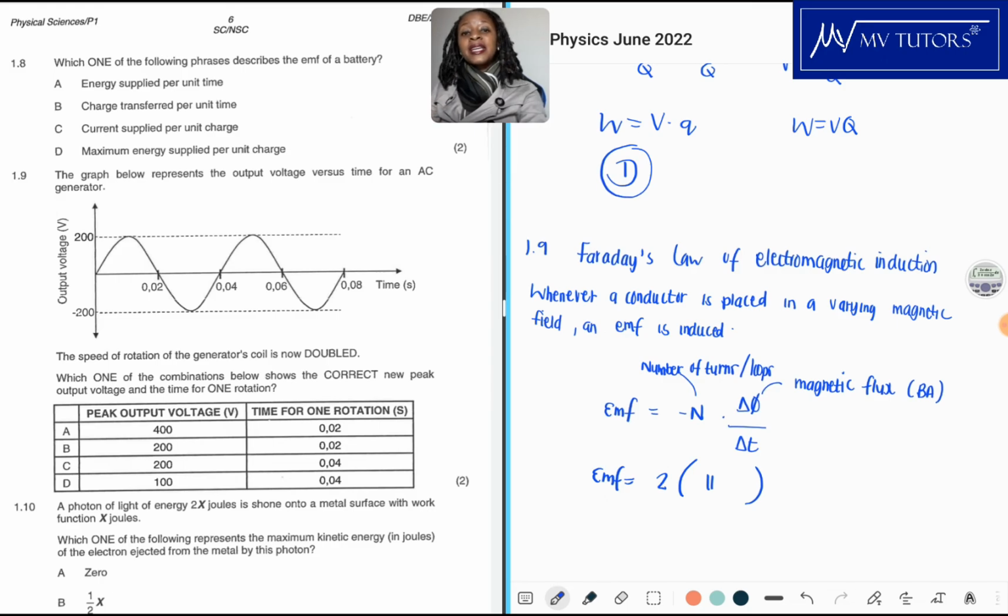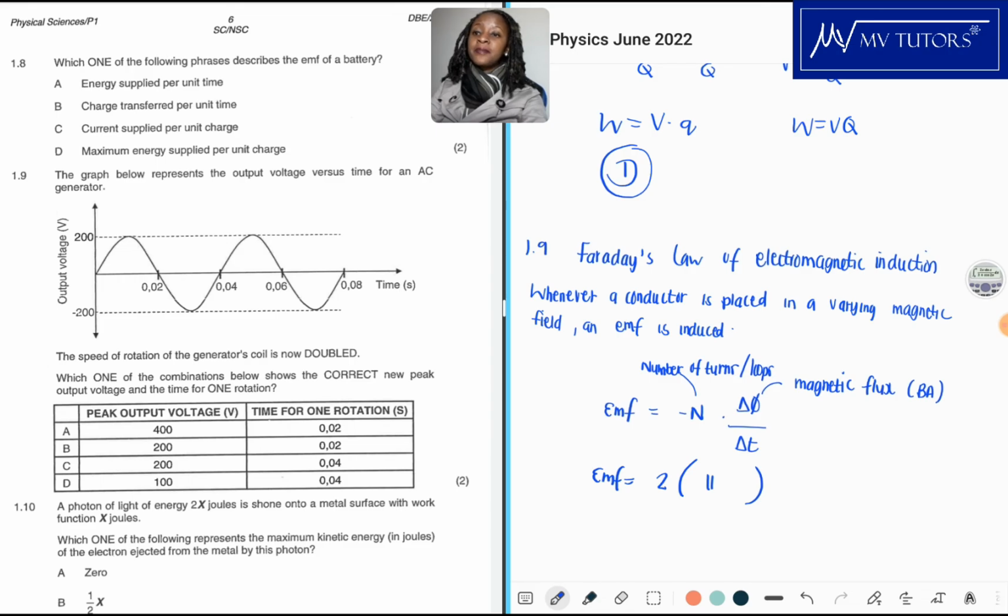And since now the EMF is doubled, remember the EMF currently here, that's the maximum voltage, right? EMF is currently 200. So if we double it by the speed doubling, then we're going to have 400. So in the peak output voltage, A and B, no, A. If you figured out that the EMF is doubled, which is 400, then I guess you'll go with A. But let's say there were more options for 400. And let's see for the time for one rotation.